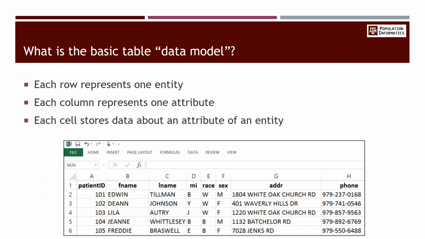The basic data model is a table in a database. Each row represents one entity. Each column represents one attribute. Thus, each cell stores data about an attribute of an entity. For example, in the table below, you have the patient entity table, with each row representing one patient. For example, row 2 represents Edwin, and each column representing one attribute. For example, column B represents the first name of all entities.